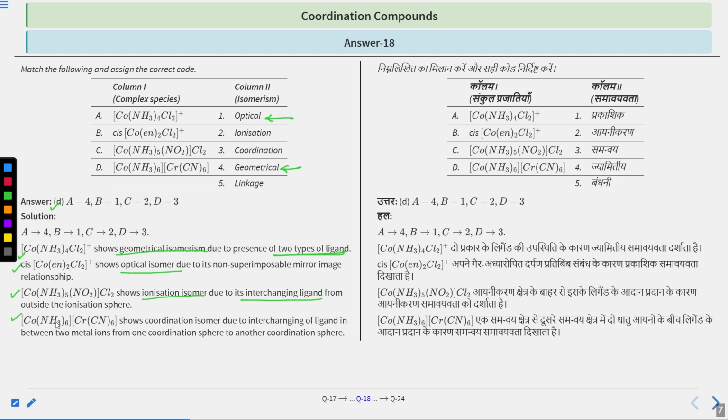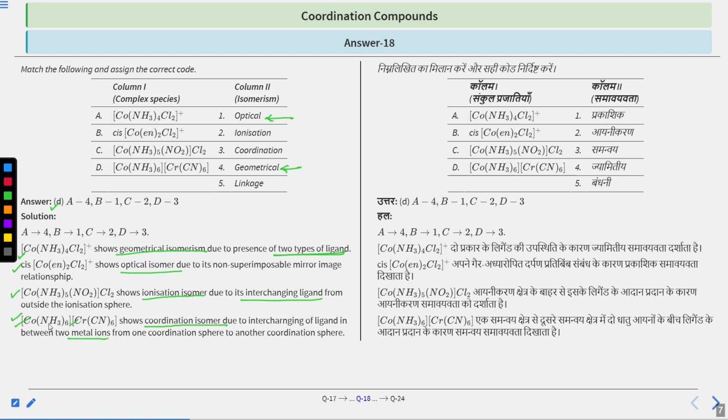In option D, we have the complex [Co(NH3)6][Cr(CN)6]. It will show coordination isomerism due to the interchanging of ligands between two metal ions, in this case cobalt and chromium, from one coordination sphere to another coordination sphere. So there are two spheres.